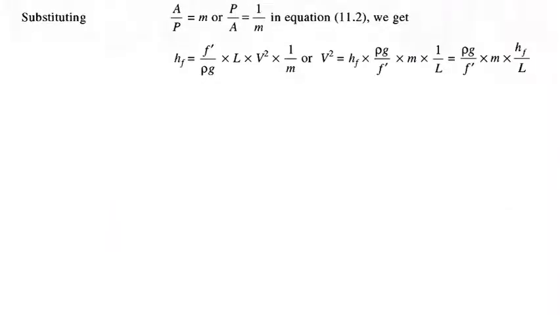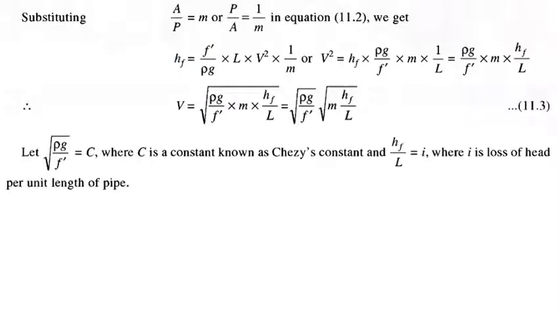So substituting A by P is equal to m in the equation, we get hf is equal to f dash into L into V square by rho g into 1 by m, or it can be written as V square on the left hand side, and hf into rho g by f dash into m into 1 by L, which can again be rearranged as rho g by f dash into m into hf by L. So here it was V square, we make it V by taking square root, and it finally becomes square root of rho g by f dash into square root of m into hf by L.